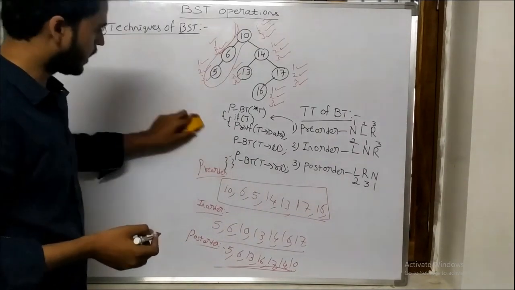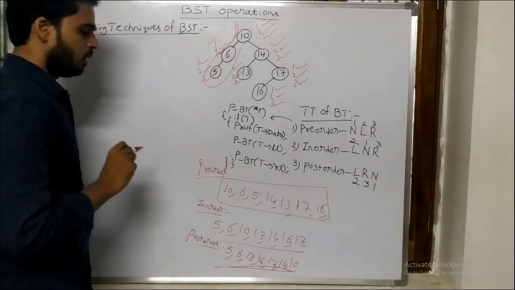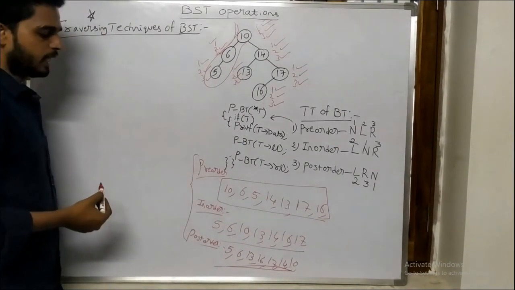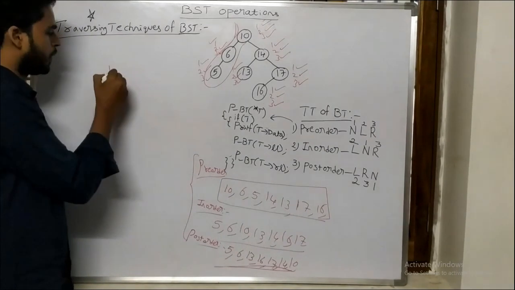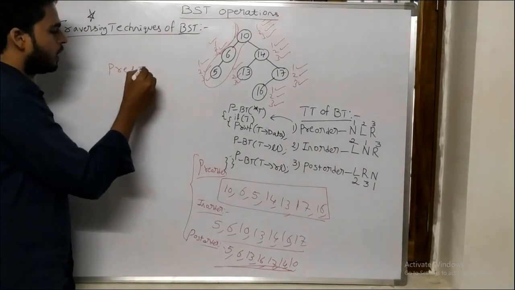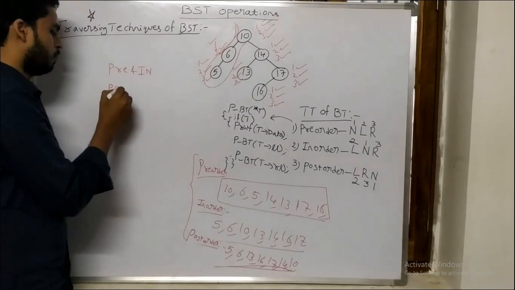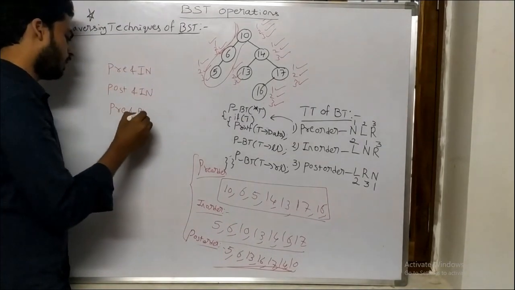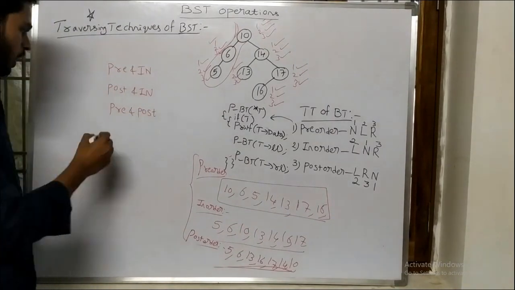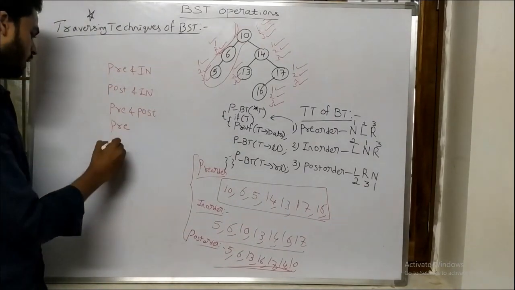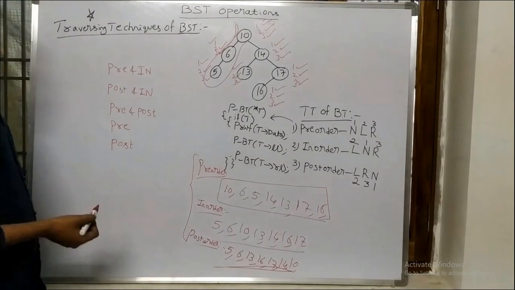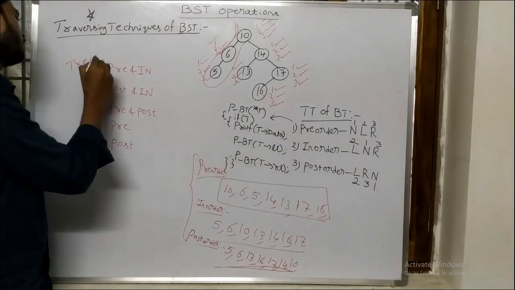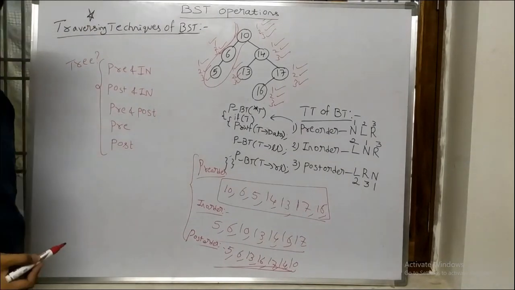Here my main concentration is, if they have given any kind of two orders, like either pre-order and in-order, post-order and in-order, or pre-order and post-order, or only pre-order or only post-order, can we construct a tree or not? My question: can we construct a tree or not?